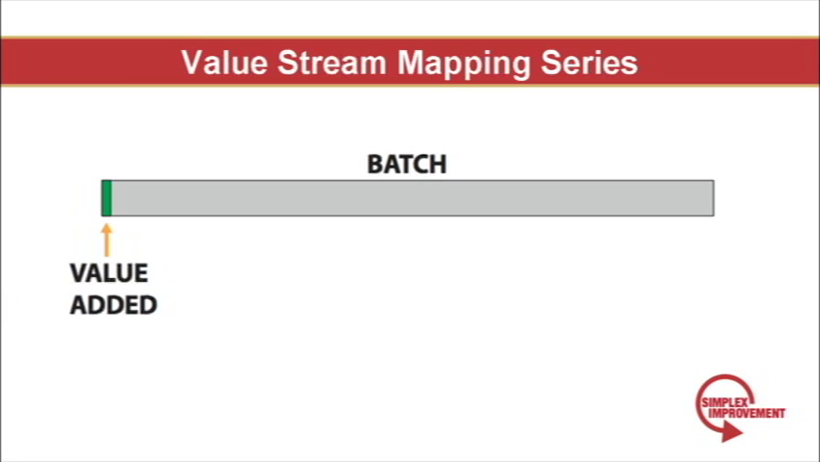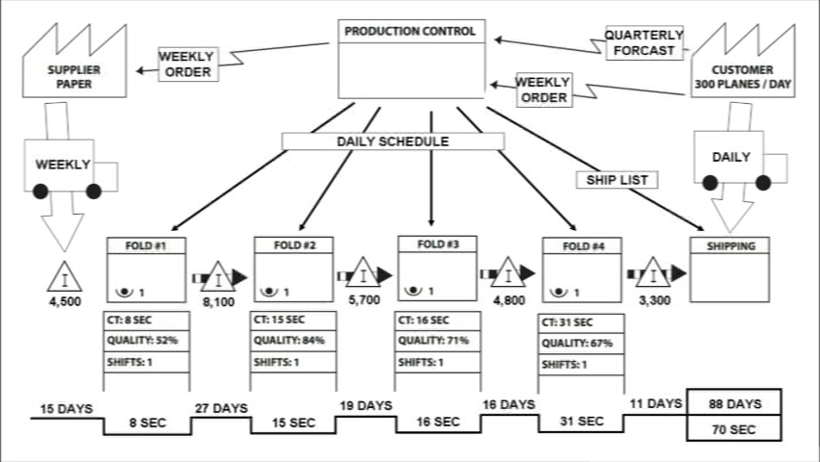They order in batches because of your inefficiencies. So only the first piece of any batch is value added. The rest of the batch is just along for the ride. Okay, so now you want to sum up the lead times versus the total value added times.